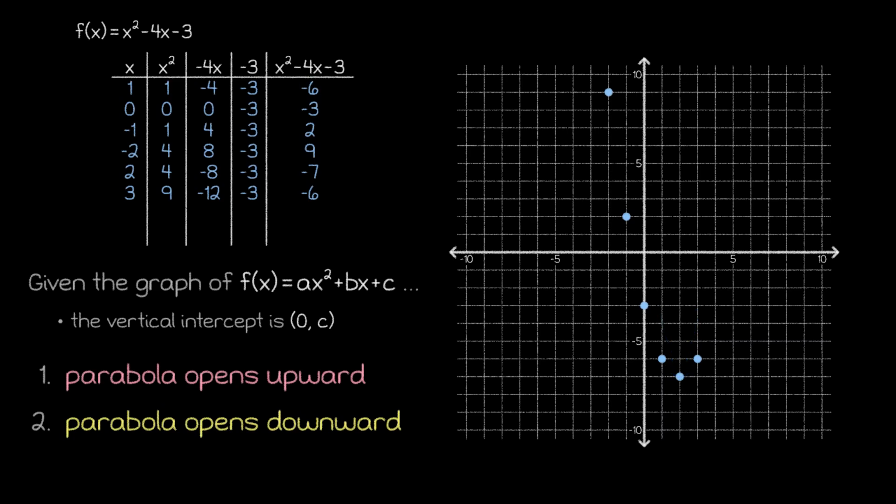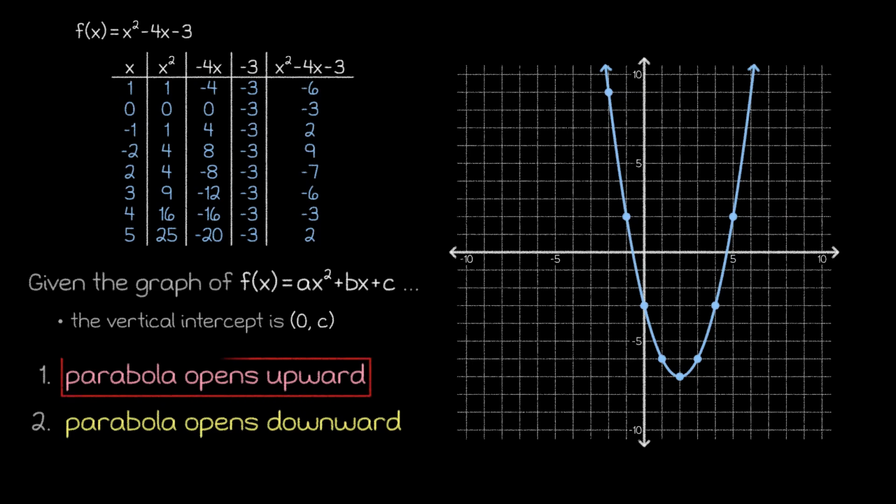This means that (2, -7) is the vertex of the graph, and that we can finish off by plotting a couple more points with inputs beyond 3 and drawing a parabola to match these points. This parabola clearly opens upward, and we essentially determined that by plotting points until we could see the general shape.